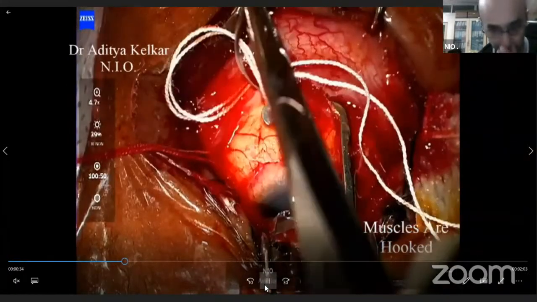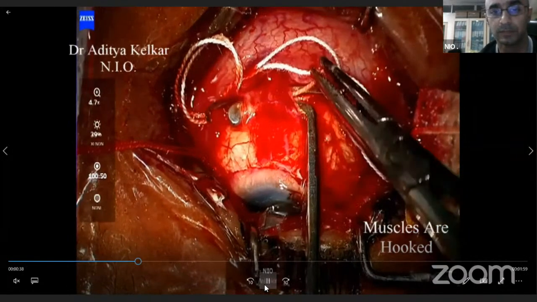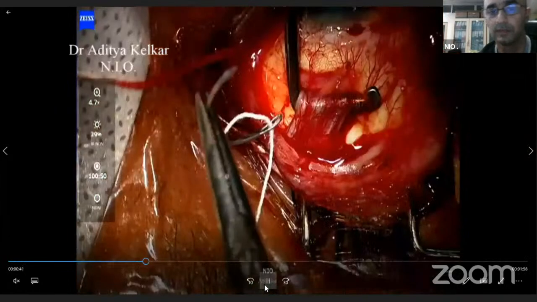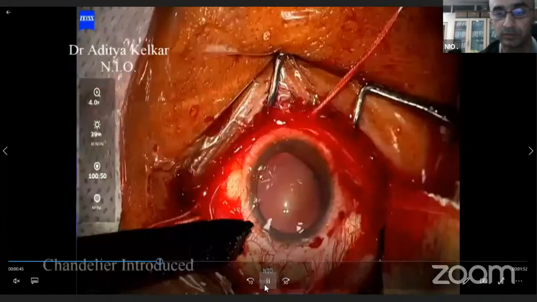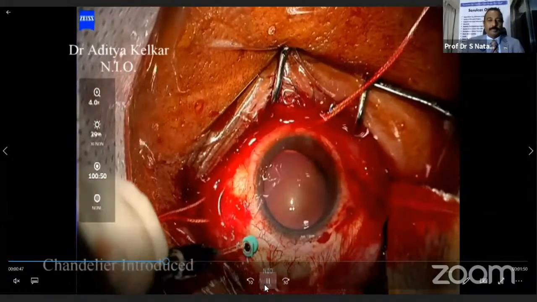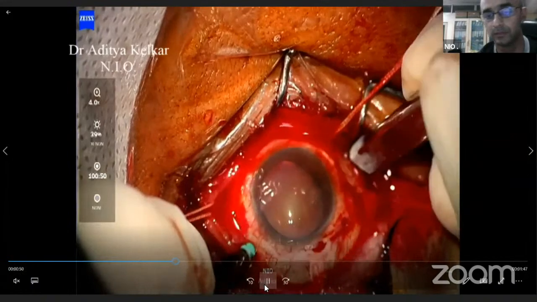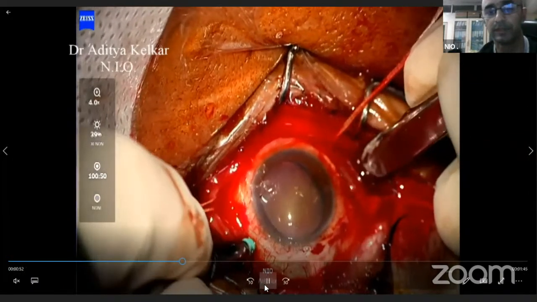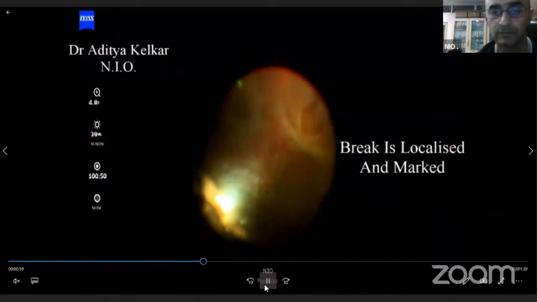So I'm isolating the muscles first of all, and then we'll put in a chandelier to see the inside of the vitreous cavity. With an indirect ophthalmoscope, the illumination is very poor, so you won't be able to see as well as you can with this chandelier illumination system. So I use the Resight. I visualize the break. You can see the vitreous haze that was making the visibility poor.